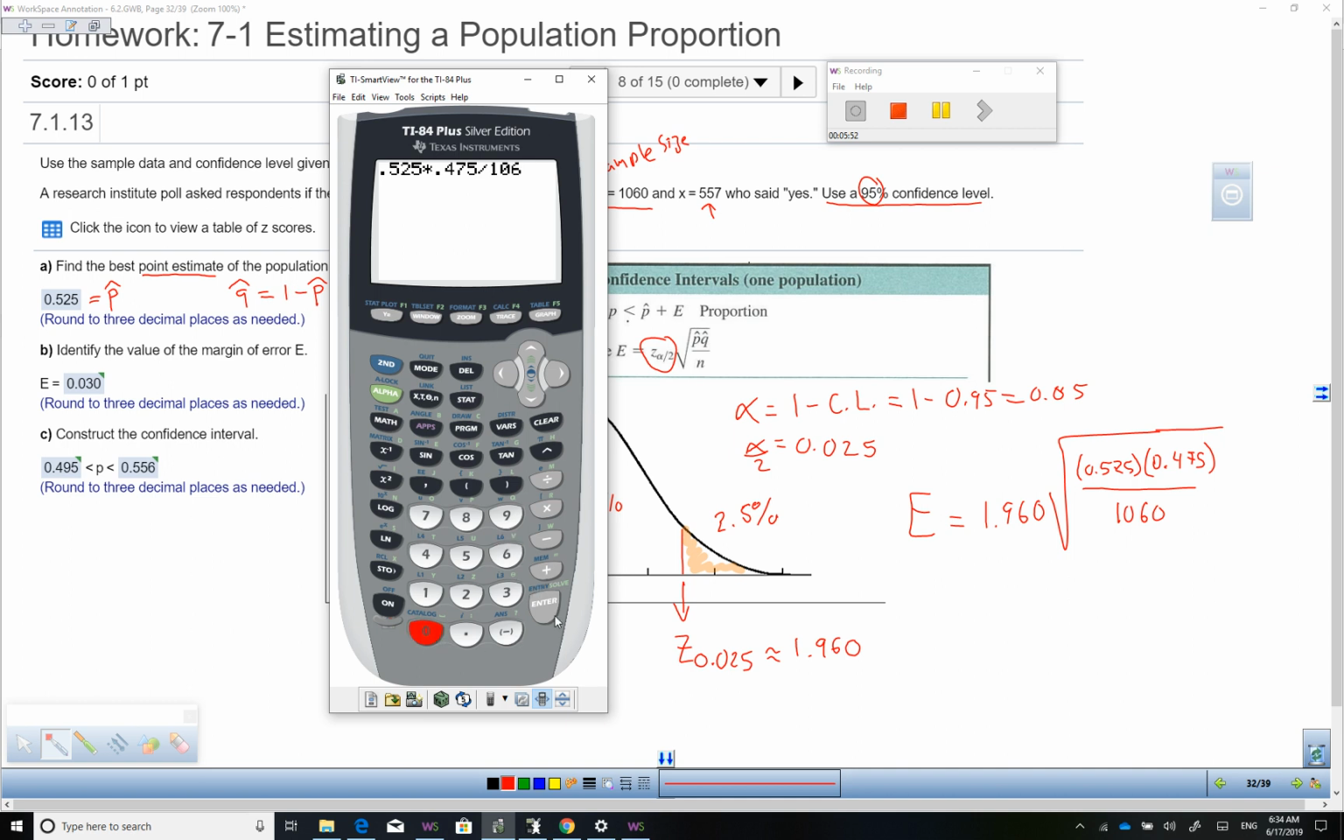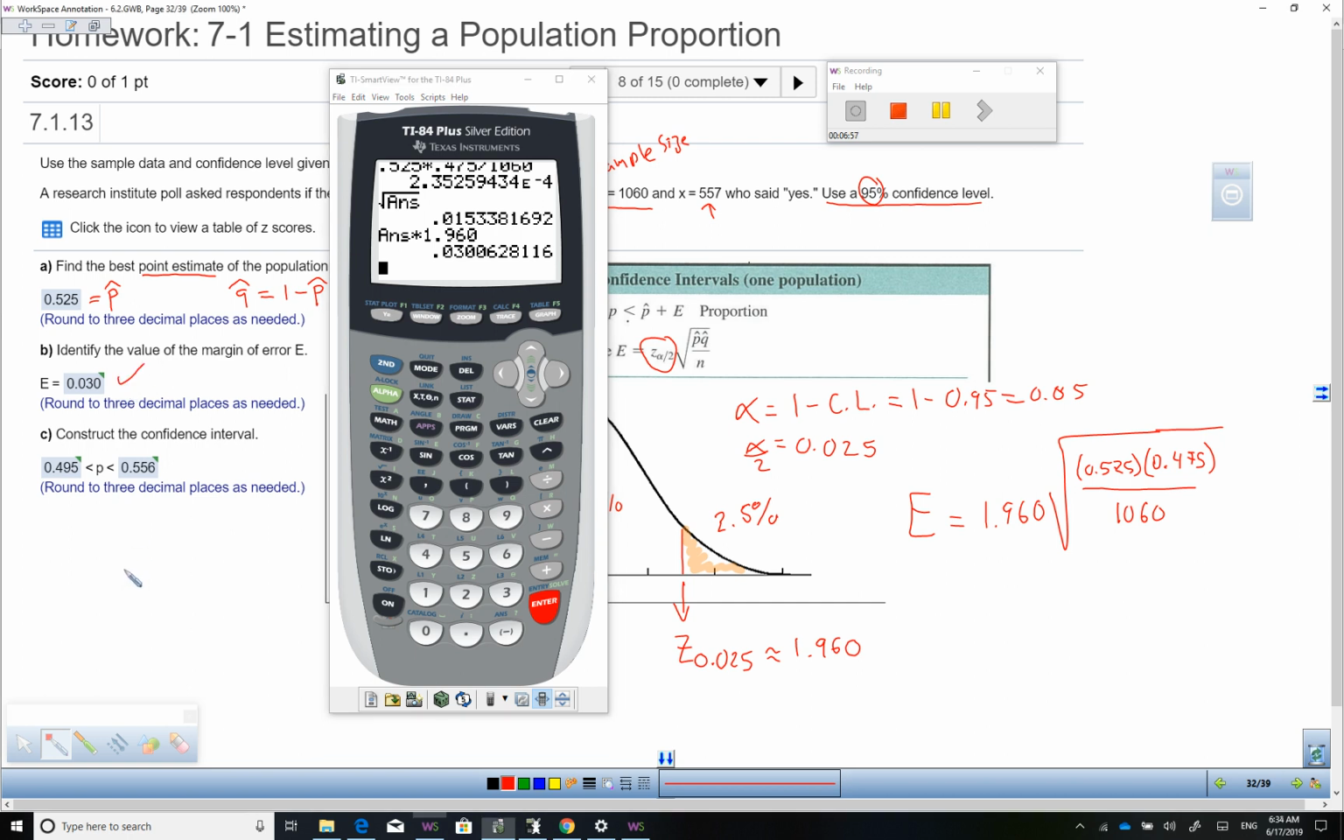Okay, I press enter and I get this number. So I need to take the square root of that number. So I press second x squared here, that's where the square root is located, and then second and minus, which is that answer that I got here, and I press enter and I multiply this by 1.960, and I get this value, which is the margin of error, the one I have here.